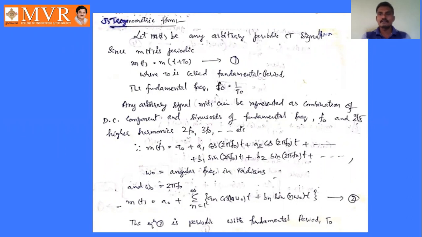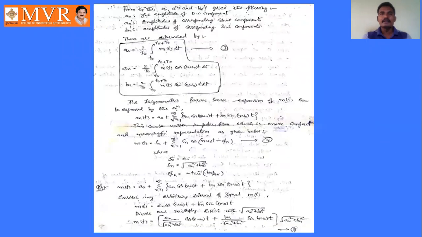So we can write this m of t as a naught plus sigma n equal to 1 to infinity of an cos n omega naught t plus bn sin n omega naught t. Here a naught, an and bn, these three are called Fourier coefficients, where a naught is the amplitude of the DC component, an is the amplitude of the cosine components, and bn is the amplitude of the corresponding sine components.